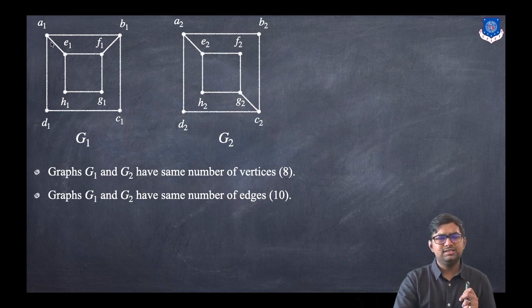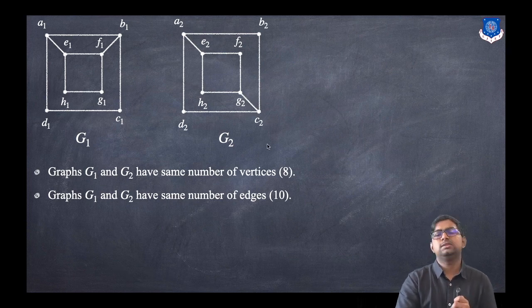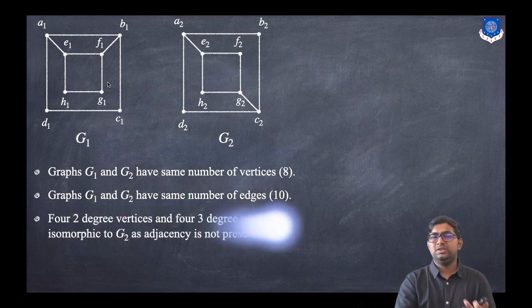So how many edges are there? These 4 are outer edges, these 4 are inner vertex edges, and the rest are these 2. So that means 10. In the same manner, in G2 there are 4 outer edges, 4 inner edges, and 2 remaining edges. So a total of 10 edges are there. So the second condition also holds. So the number of vertices and the number of edges are the same. So what is the catch?